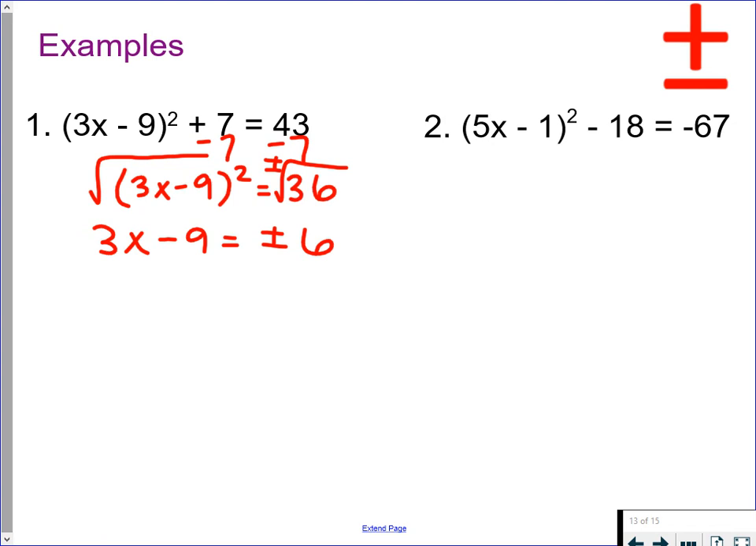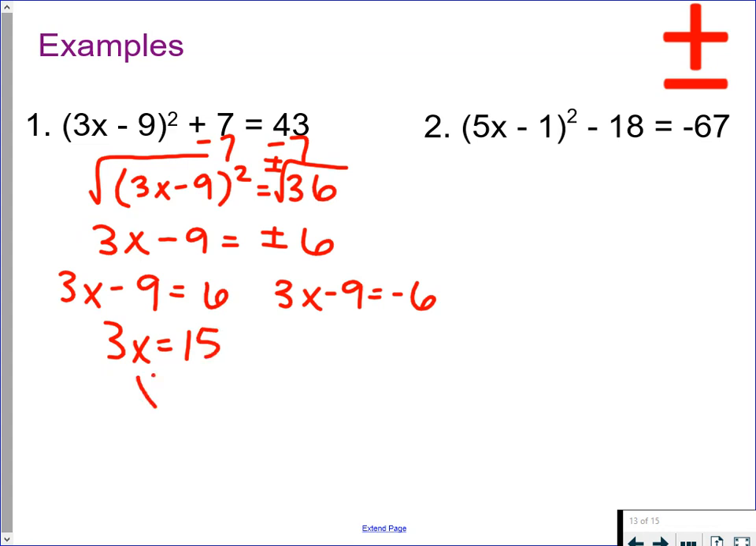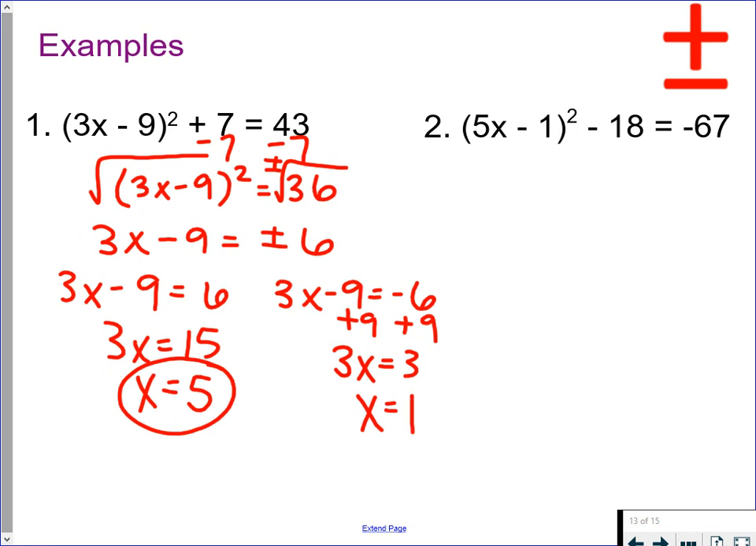So a couple different ways you can do it. And that's why I said if you do it 2 different equations, it keeps you from making that mistake, okay? So then now I can look at it and say, well, if I add 9, yes, here I will get that x equals 5. And here, if I add 9, I get 3, which means x equals 1. That's a whole lot different than plus or minus 5, okay? So make sure you don't fall victim to that.